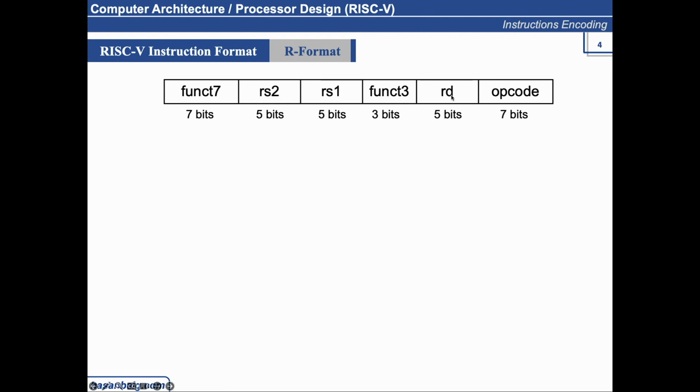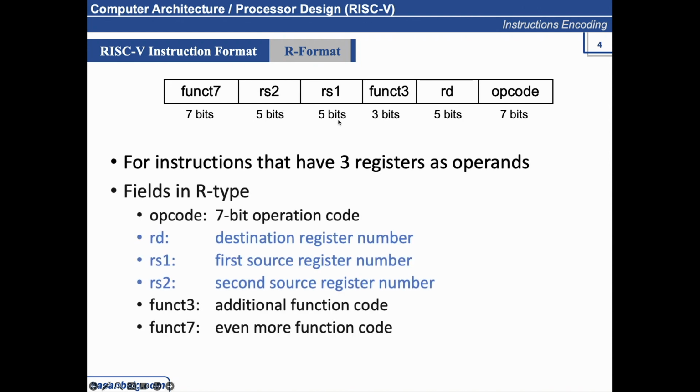Then RD corresponds to the destination register. RS1 corresponds to source register 1, and RS2 corresponds to source register 2, the second source register. We have 2 additional fields, func3 and func7, that are used for additional function code, like what function the processor is required to perform.